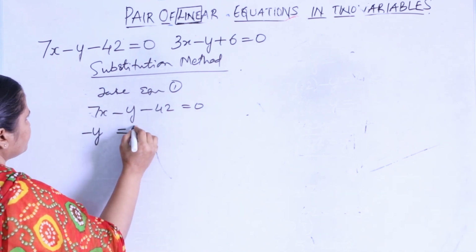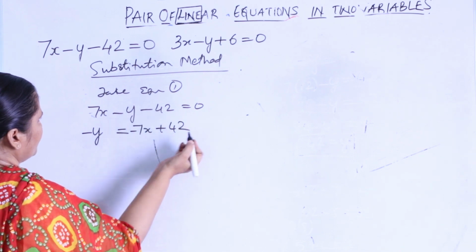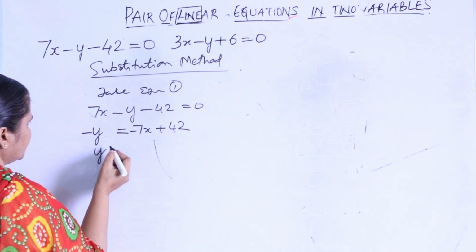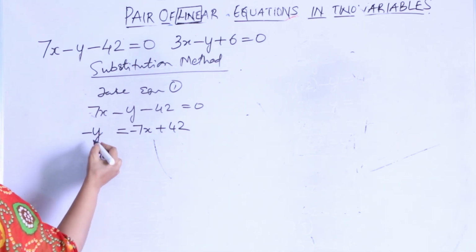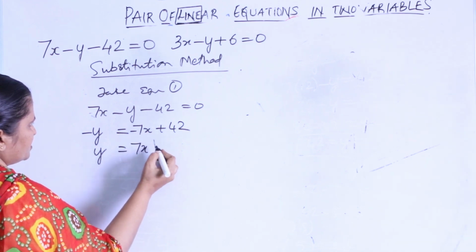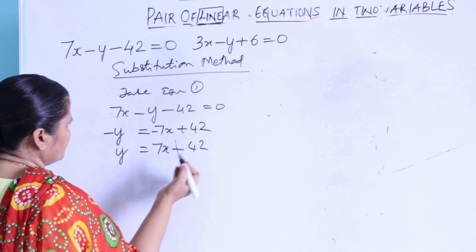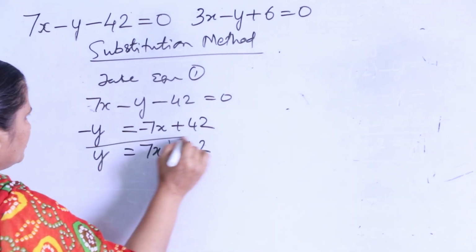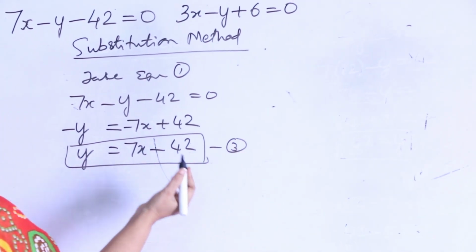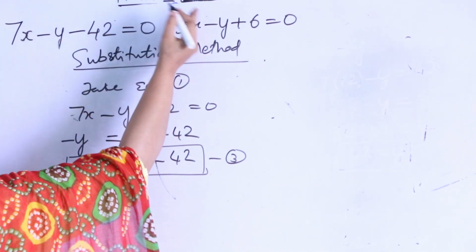This will become minus 7x. This will become plus 42. So I will rewrite the equation, changing the sign. I am making minus y as plus y, minus 7x as plus 7x, minus 42. Okay, now we'll call this equation 3. Substitute equation 3 in equation 2.